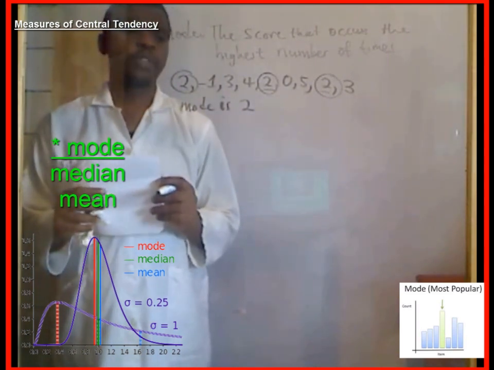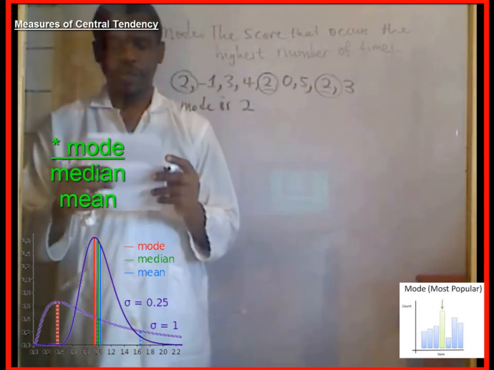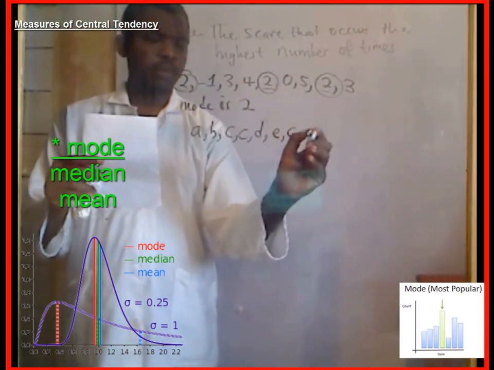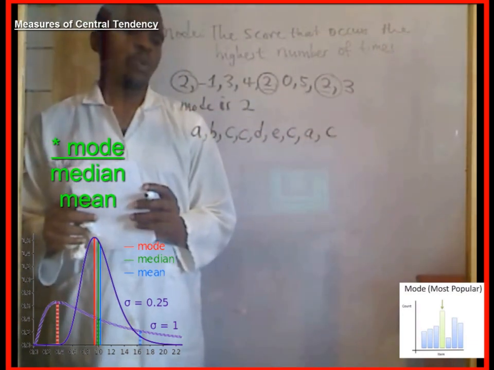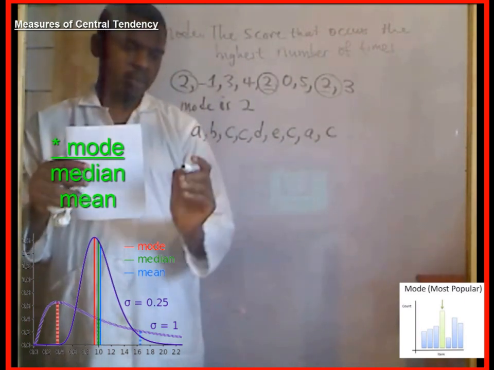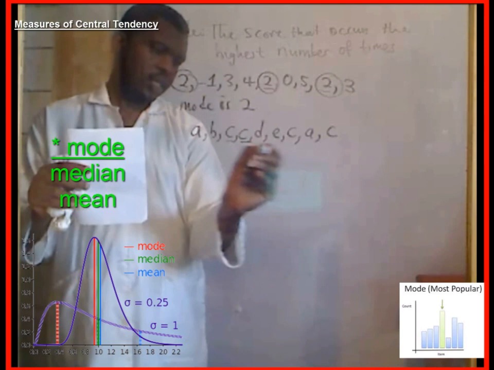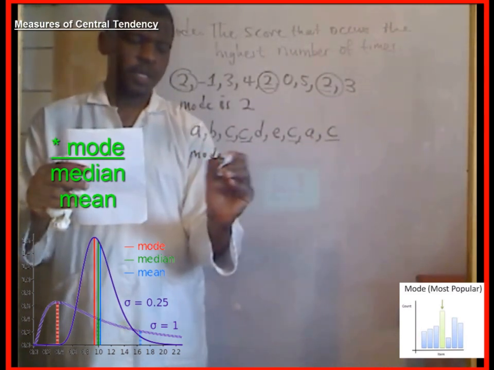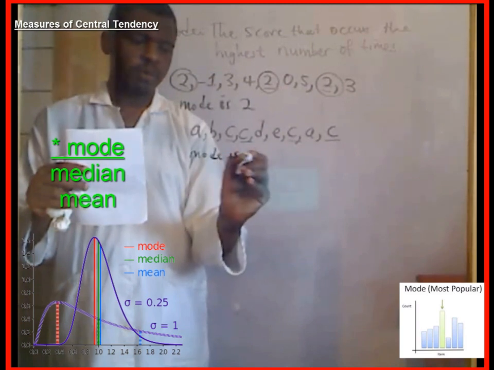So let's say we're given some other kind of data like this. What would be the mode here? The entry that occurs the highest number of times, you find here that C occurs the highest number of times. So the mode here is C.